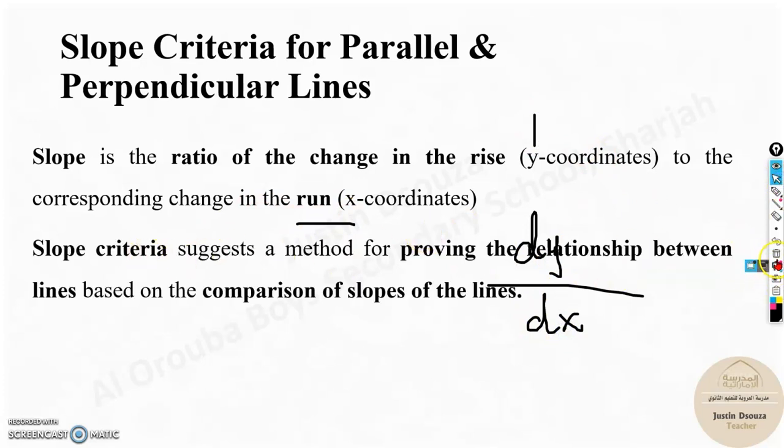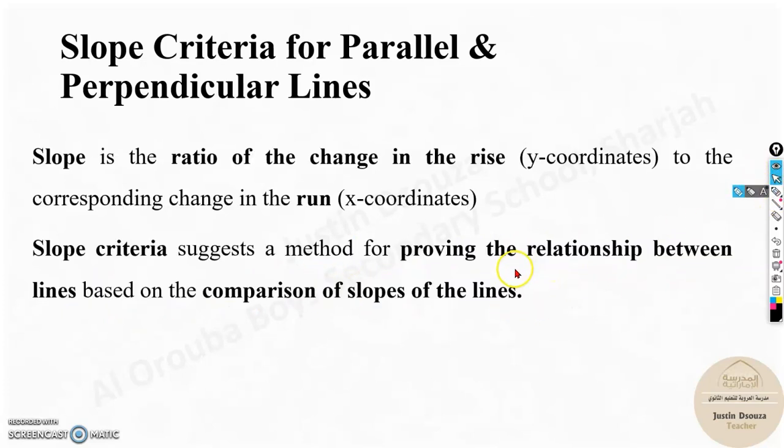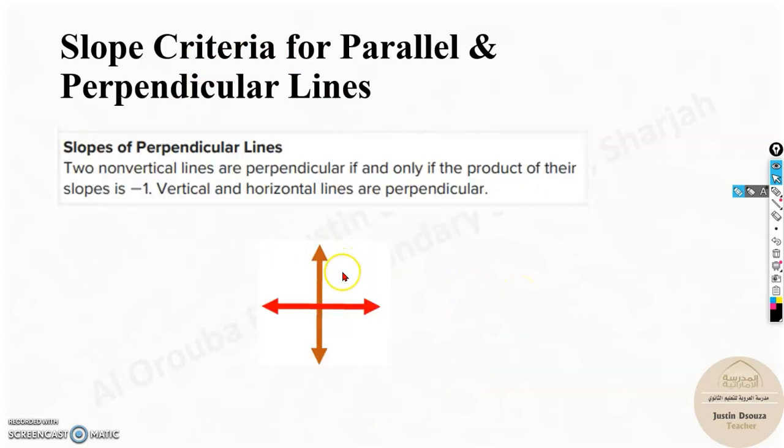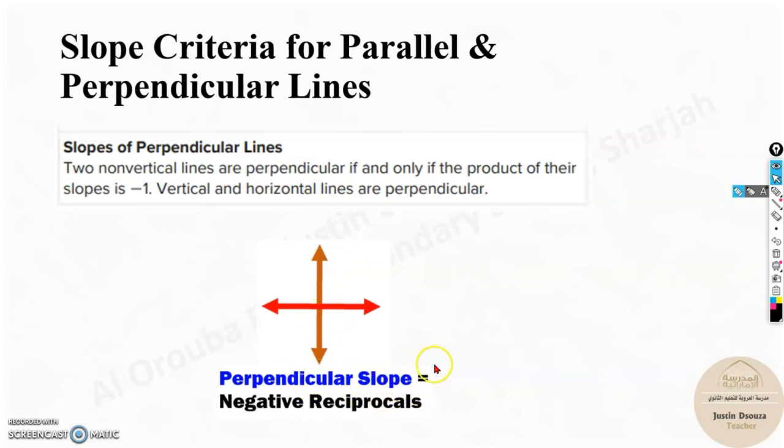Now, the slope criteria suggests a method for proving the relationship between lines based on the comparison of slopes of the lines. So over here, this is very important. Let us see, for example, based on the slope criteria, if there are two lines, how are they parallel or how are they perpendicular? If the two lines have the same slope, then they are parallel lines. This is the slope criteria. Basically, based on the slope or the relationship of the slopes, we can tell what lines they are. Same way for perpendicular, the slopes are negative reciprocals.